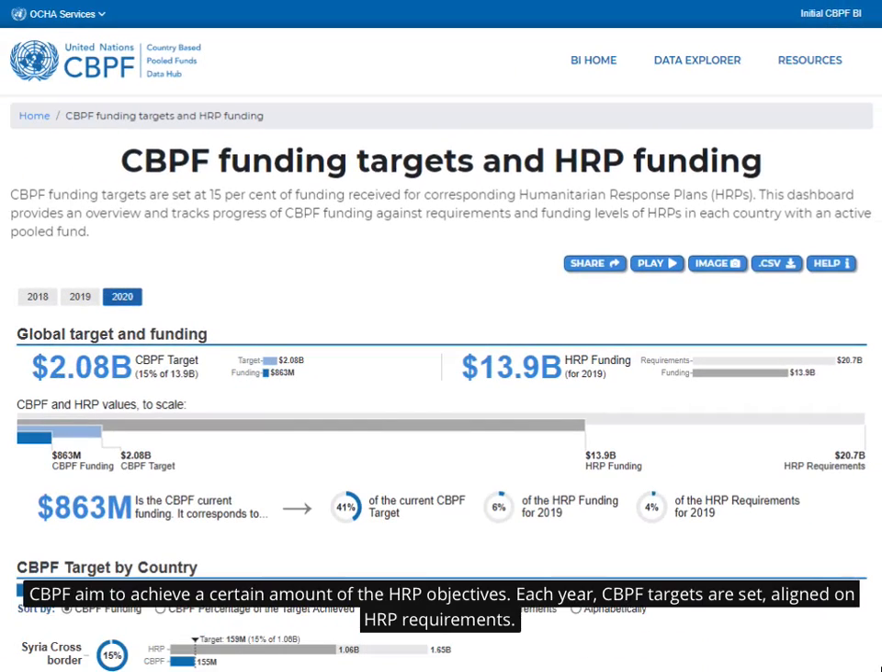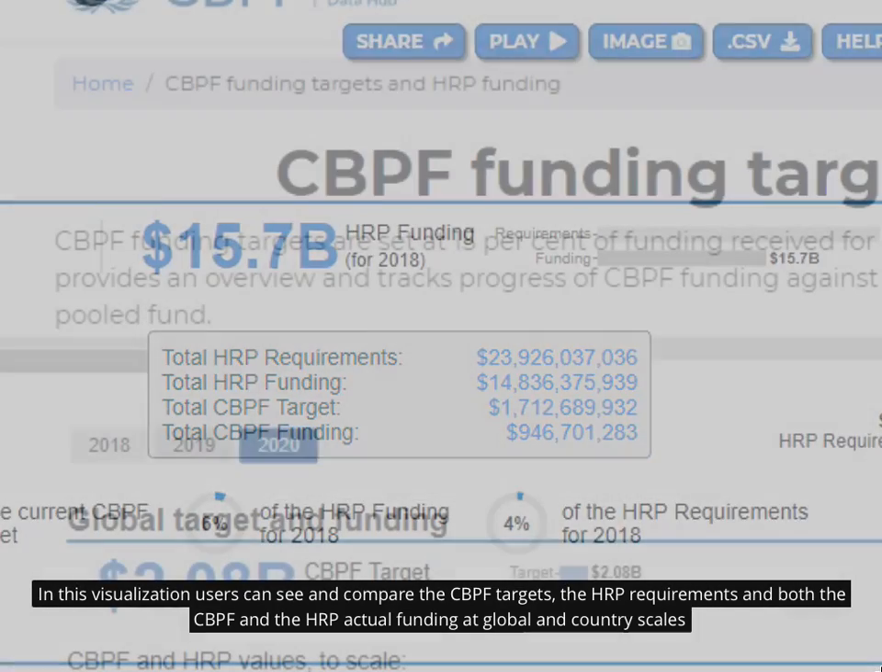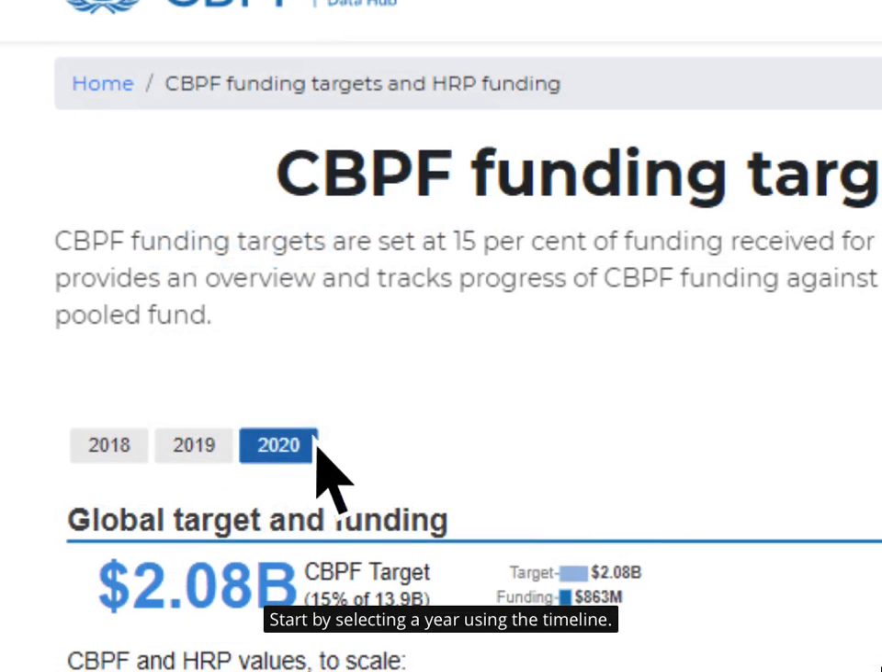CBPF aim to achieve a certain amount of the HRP objectives. Each year, CBPF targets are set, aligned on HRP requirements. In this visualization, users can see and compare the CBPF targets, the HRP requirements, and both the CBPF and the HRP actual funding, at global and country scales. Start by selecting a year using the timeline.